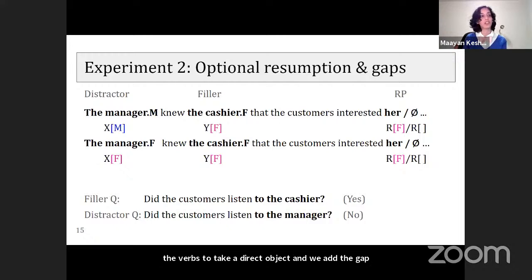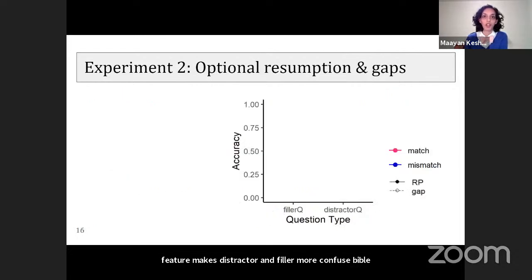So if misinterpretations are associated with having that gender cue at the retrieval site, which then accidentally triggers retrieval of the distractor, we should see interference effects only in the resumptive conditions. However, if the shared gender feature makes the distractor and the filler more confusable already at encoding, misinterpretation should arise also in gap conditions. So let's look at the results.